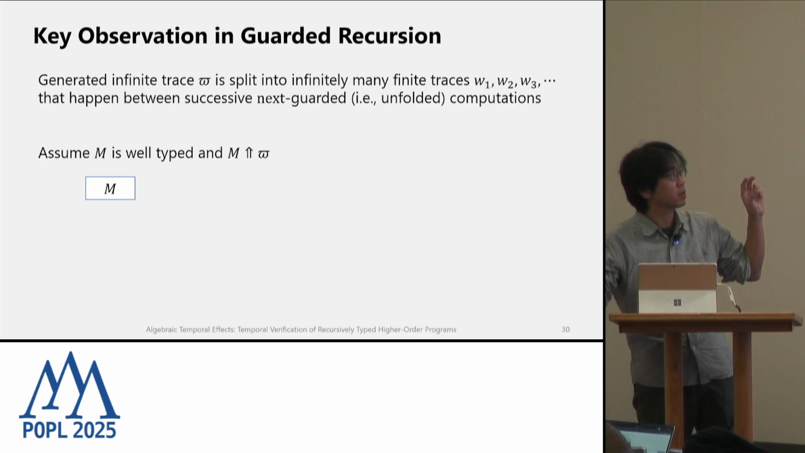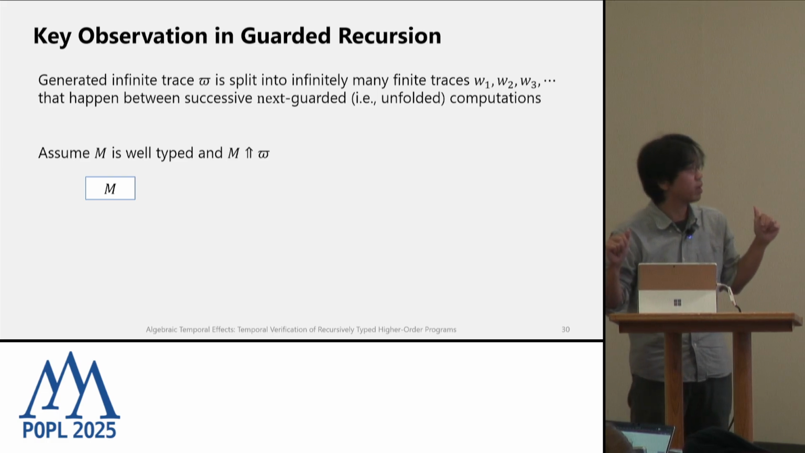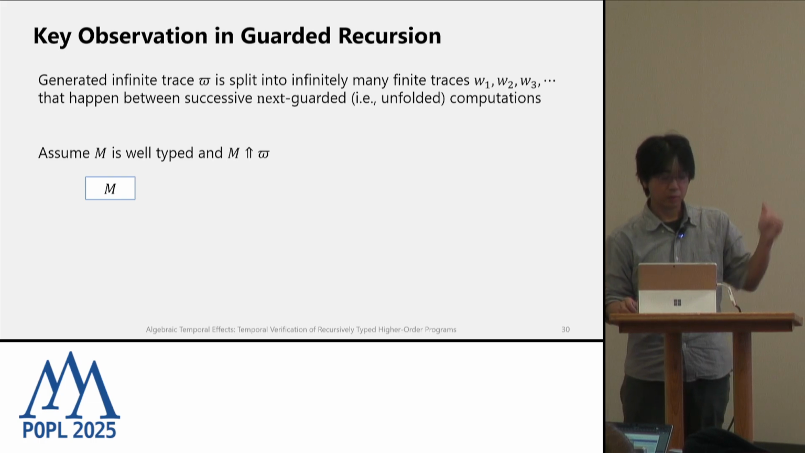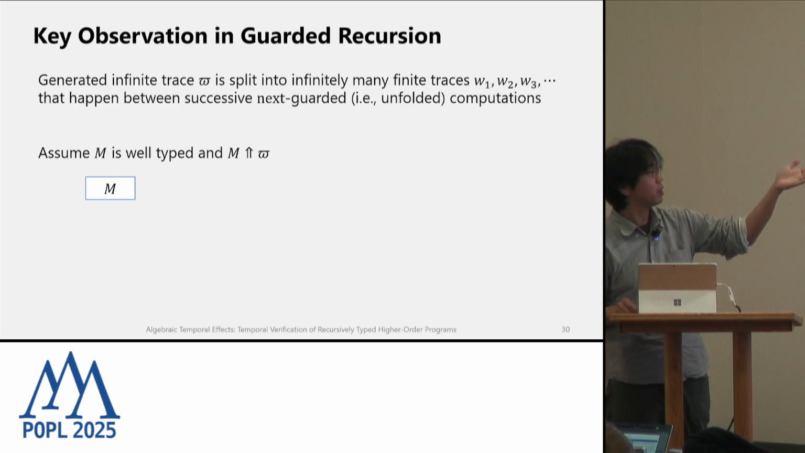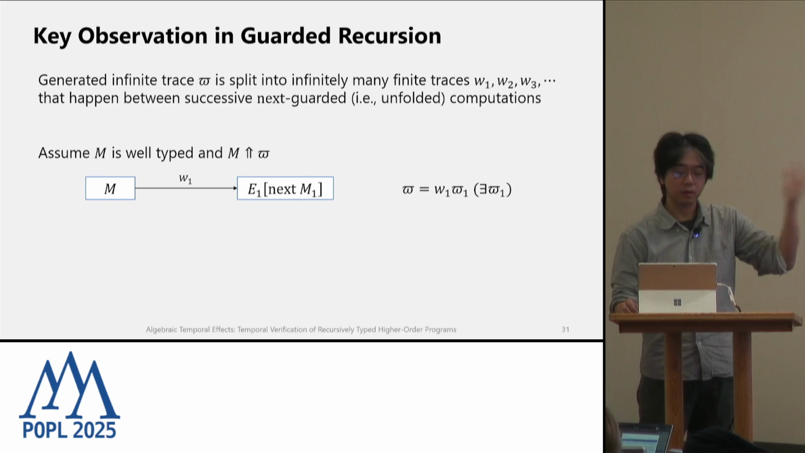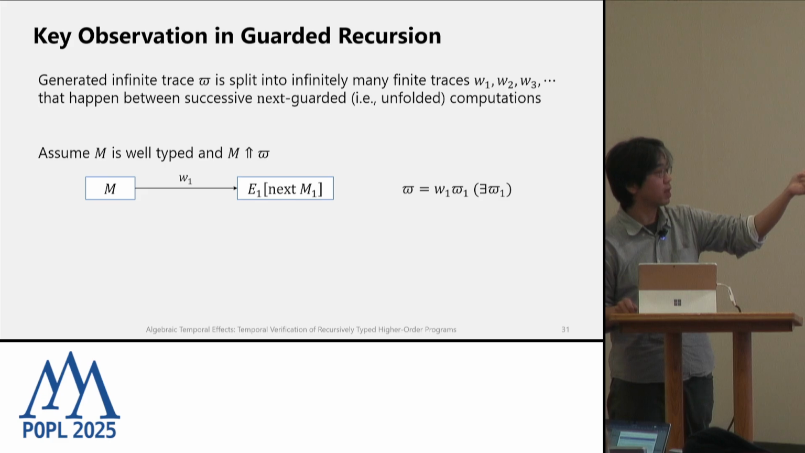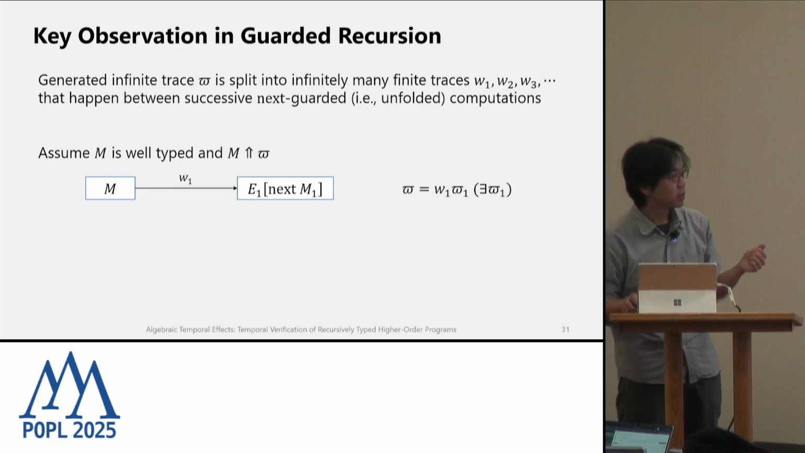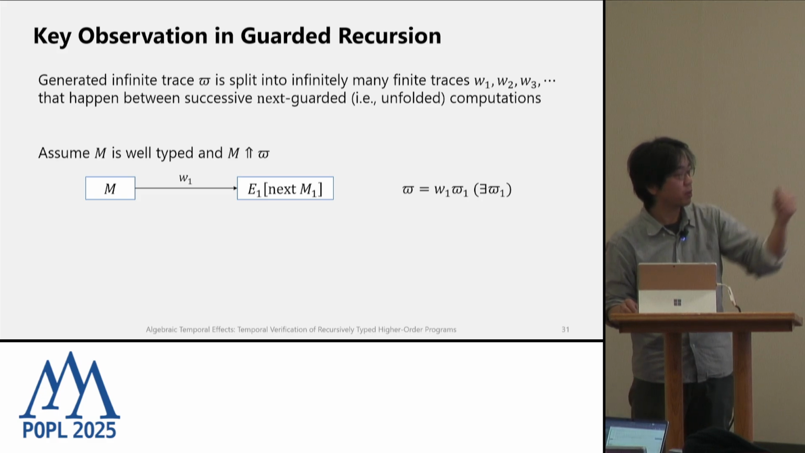Or in other words, it happens between the successive next guarded computations. So let me explain more details using these examples. Now I assume that the program M is well typed and it generates some infinite trace. First, such programs can be evaluated to a term like this one. Here, E1 is just an evaluation context, but the argument of next is the non-terminating term M1. Next, the evaluation goes to the evaluation of M1.